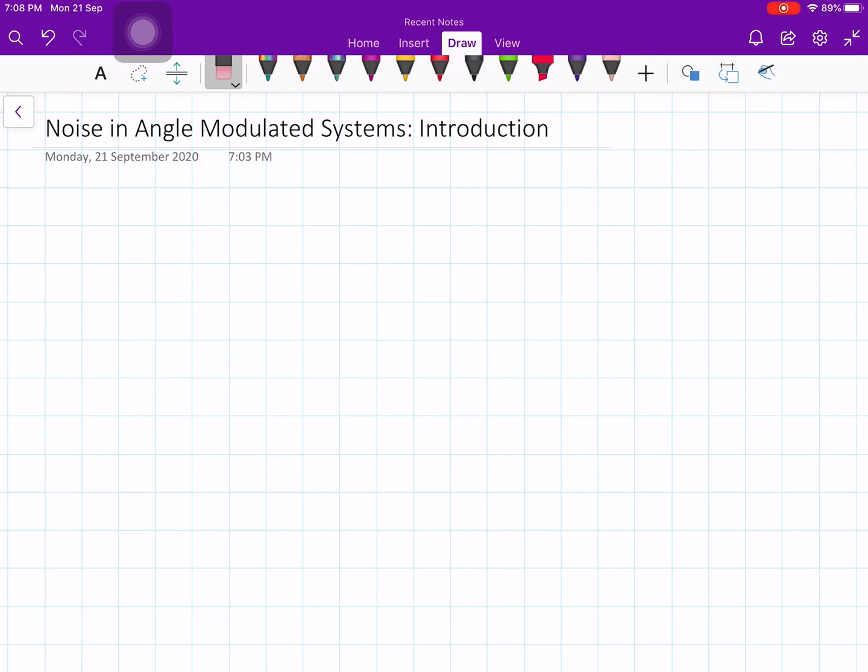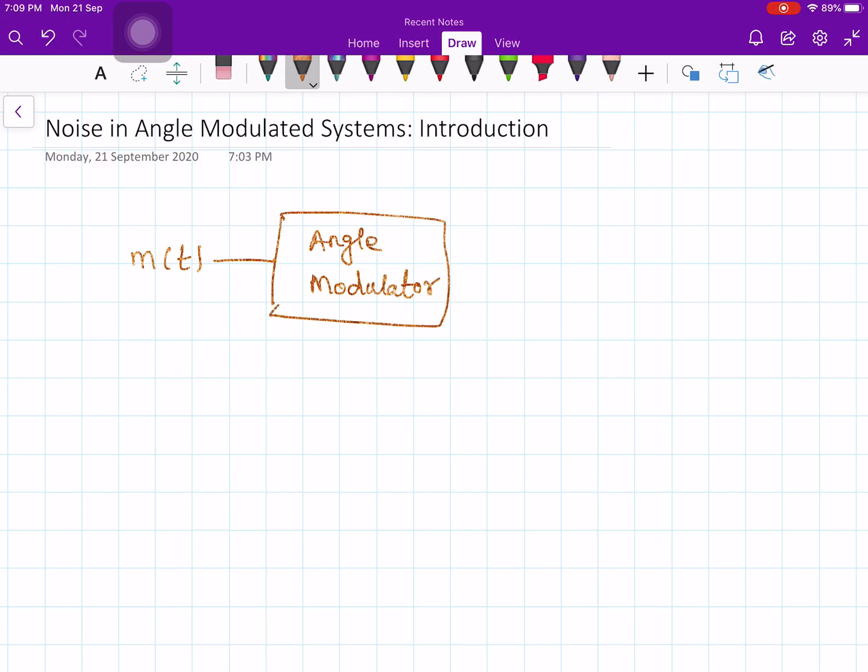In this lecture, let us consider noise in angle modulated systems. So the model is as follows. At the transmitter, we have message m of t. This message is given to the angle modulator. Then we have the channel, which introduces the noise. Let us say the noise is additive noise n of t.